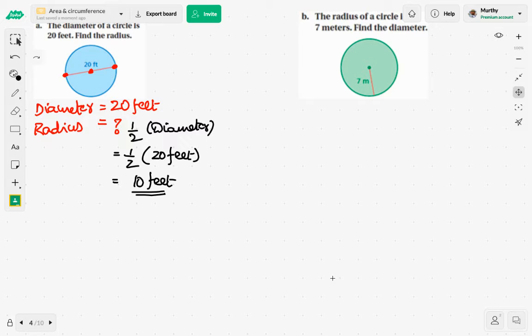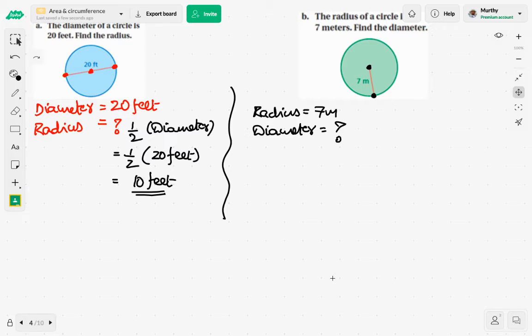Next, coming to the next one, which is almost similar to the previous one, the radius. So what is the definition of radius? A line segment whose one endpoint is the center and the other endpoint is any point on the circle, or the distance from the center to any point on the circle, is known as radius. Here it is given that the radius is 7 meters, and the question is, what is the diameter? Think for a moment.